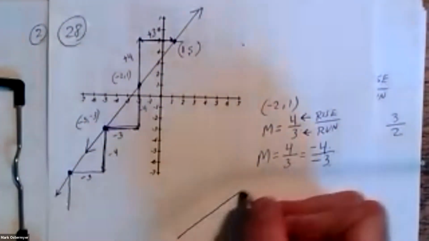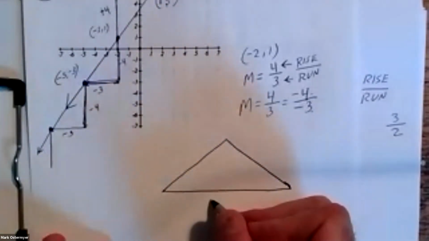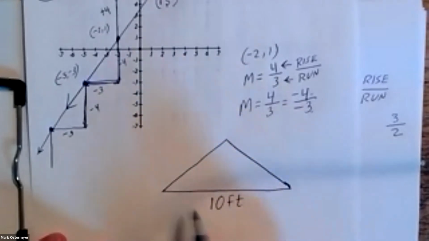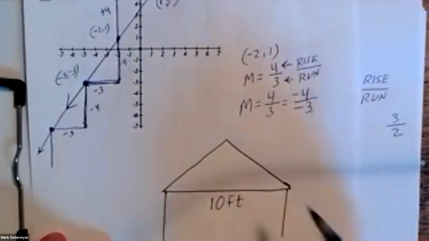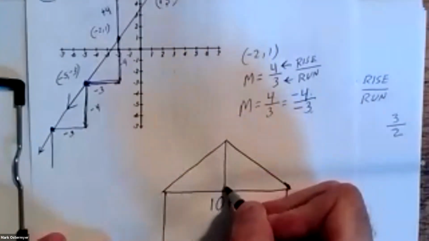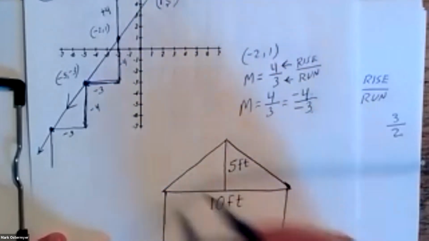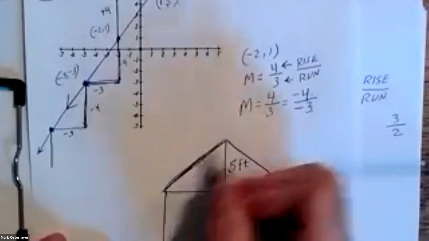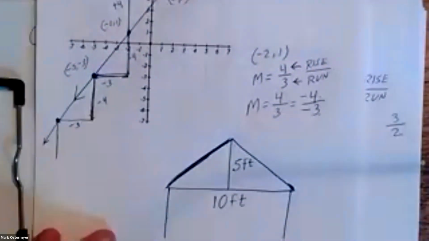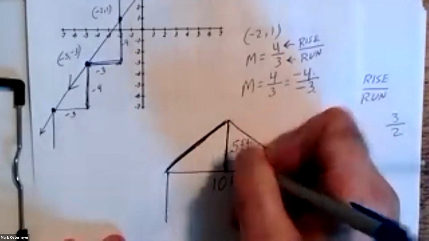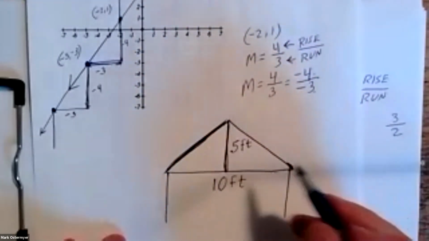Roofs of houses have slopes to them. You agree? If this, ladies and gentlemen, is 10 feet from one side of the house to the other end of the house, and let's say the height of the roof is 5 feet, what would be the slope of this roof? Rise over run, do you agree? So it'd be 5 units of rise for how many units of run?